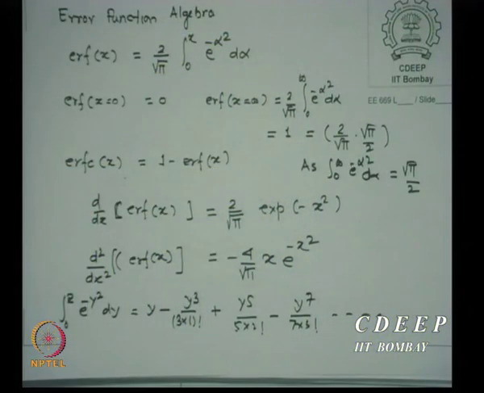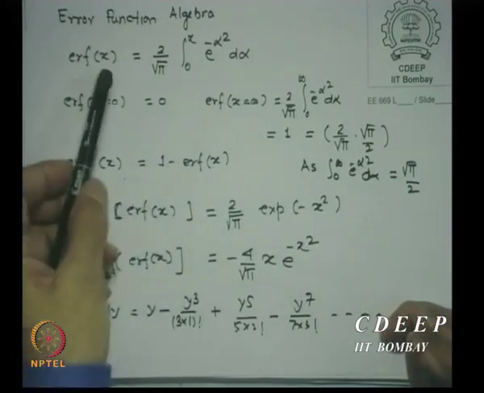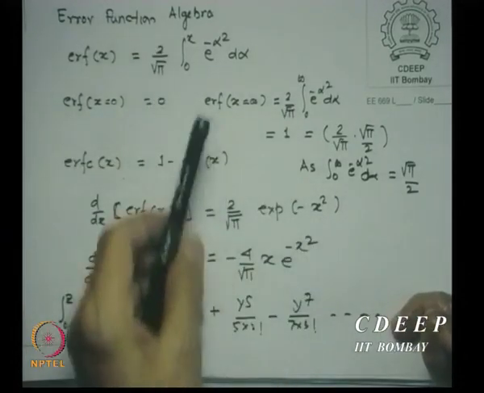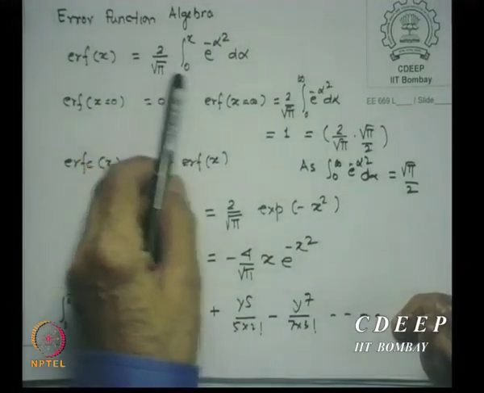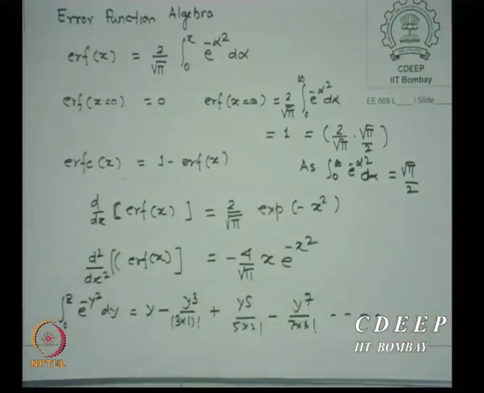Okay. Error function of x has a definition in maths: 2 upon root pi, it's an integral from 0 to x of e to the power minus alpha square d alpha. Alpha is any other parameter or variable, so you can write y, you can write z, any parameter. This is the definition of error function.